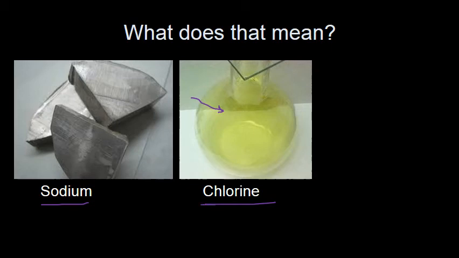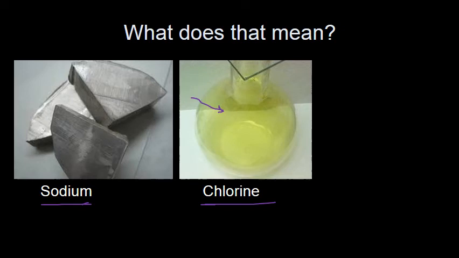Well, by themselves, these actually can be very dangerous things, and they look kind of unusual, or unfamiliar, I guess you would say. Not what we necessarily would think of. You don't really think of this yellowy gas when you think of what's in your pool, and you certainly don't think of a gray, shiny metal when you think of what's in salt. But by themselves, sodium is very dangerous. If you put it in water, it catches on fire and explodes. Chlorine is also extremely dangerous. It was used in World War I as a deadly gas to kill people.